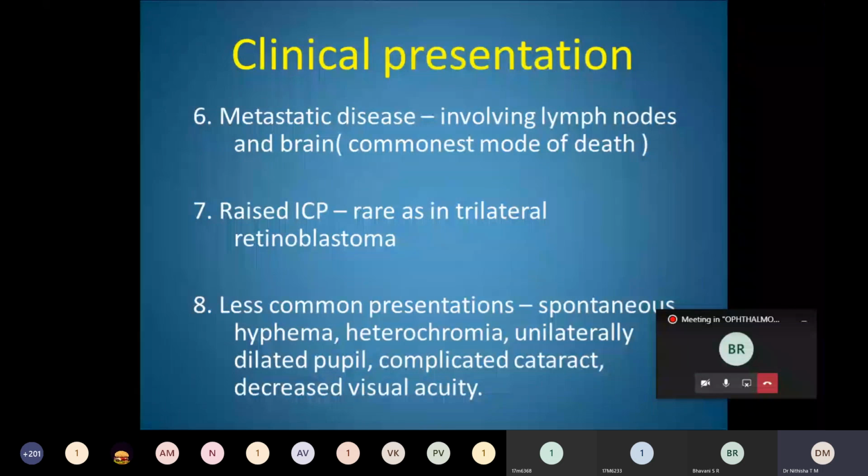It is very common in trilateral retinoblastoma. They can present with raised ICT. Okay. Eighth is a less common presentation. Spontaneous hyphema can be there. Heterochromia can be there. Sometimes only a unilateral dilated pupil, complicated cataract, decreased visual acuity. So always the presentation is leukocoria, strabismus, hypopyon. Okay. Please be careful. Whenever you are seeing this type of patient, please refer to an ophthalmologist.